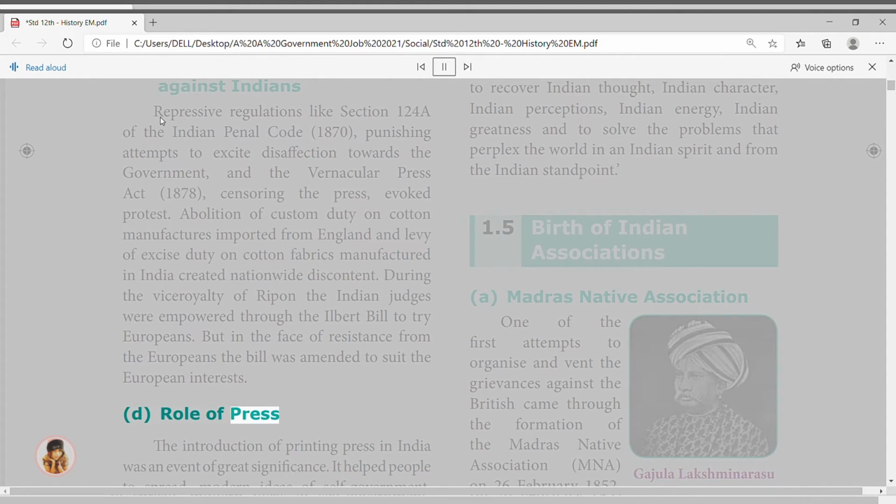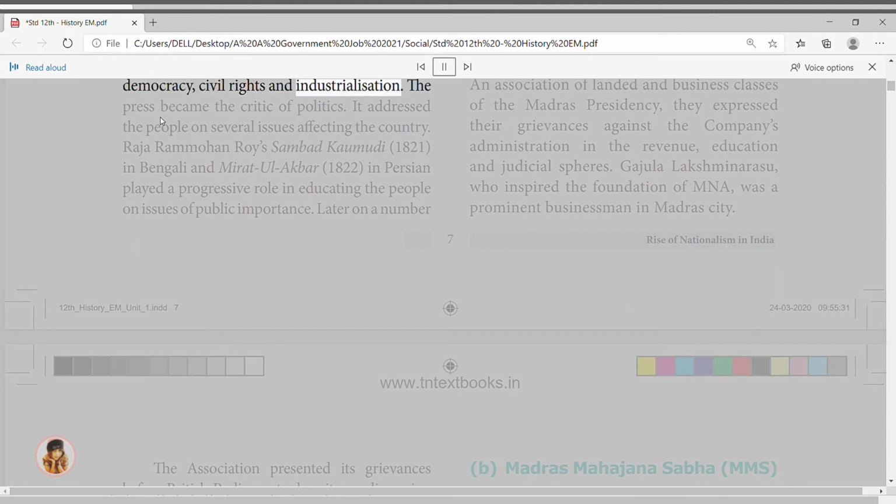D. Role of press. The introduction of the printing press in India was an event of great significance. It helped people to spread modern ideas of self-government, democracy, civil rights, and industrialization. The press became the critic of politics. It addressed the people on several issues affecting the country. Raja Ram Mohan Roy's Sambad Kaumudi, 1821, in Bengali, and Mirat-ul-Akhbar, 1822, in Persian played a progressive role in educating the people on issues of public importance.